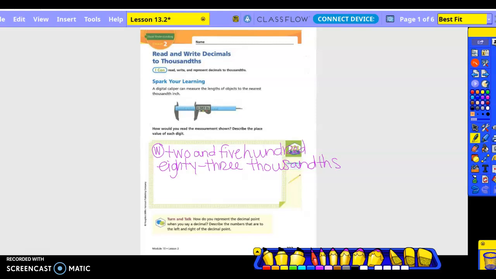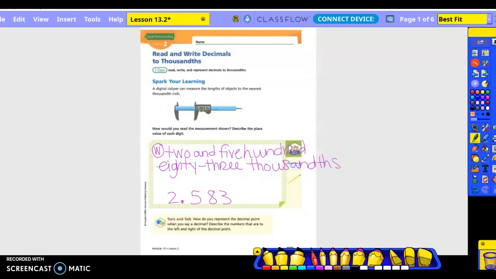Okay, then they also want us to do the place value of each digit. So we have 2.583. Did you guys see how I left some spacing there? So that gives me a little bit more room to write, okay? Remember how yesterday they kind of had the chart? Okay, that's kind of what we're going to do.